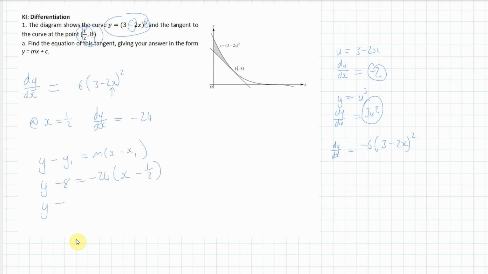And we get y minus 8 equals -24x plus 12. And so we get y equals -24x, and then I add that 8, so I get plus 20, and that will be my final answer.